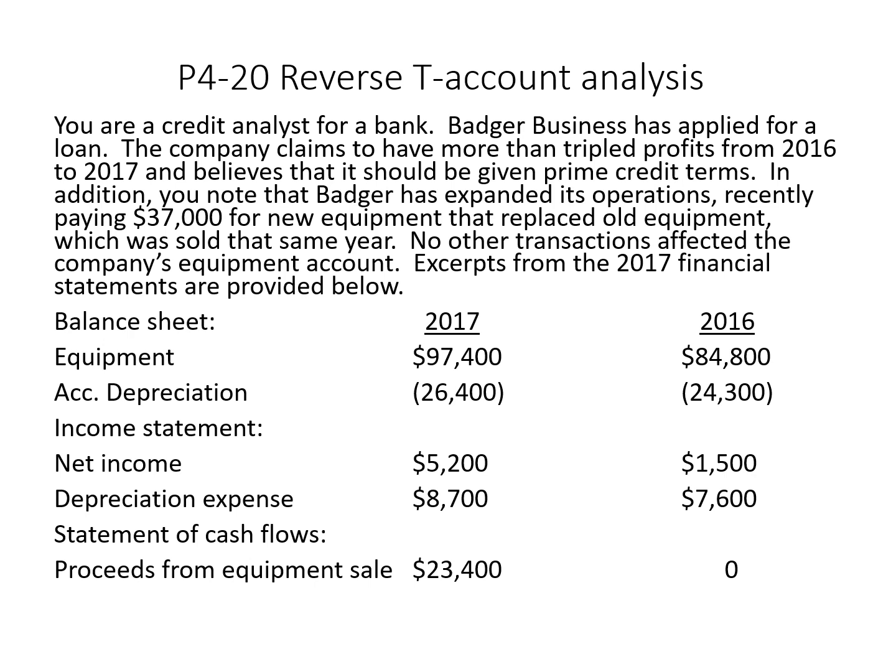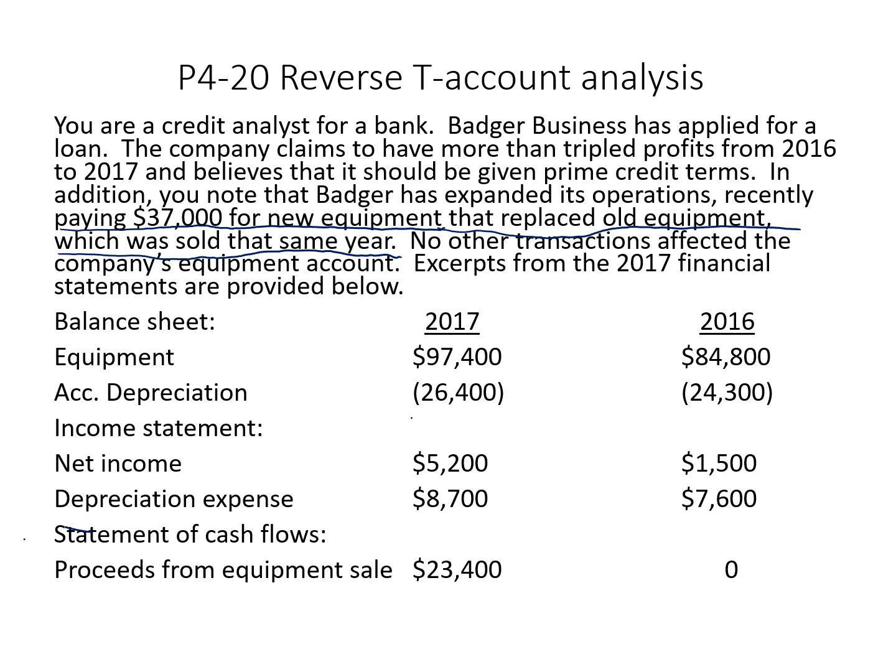All right, this is your challenge problem. This is kind of a fun problem. You are a credit analyst at the bank. This business has applied for a loan. The company claims that it has more than tripled its profits and believes it should be given prime credit terms. In addition, you notice that Badger has expanded its operations recently and paid $37,000 for a new piece of equipment that replaced an old piece of equipment which was sold that year. No other transactions affected the company's equipment account.